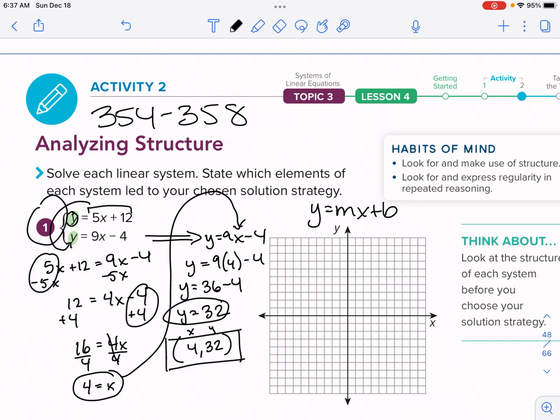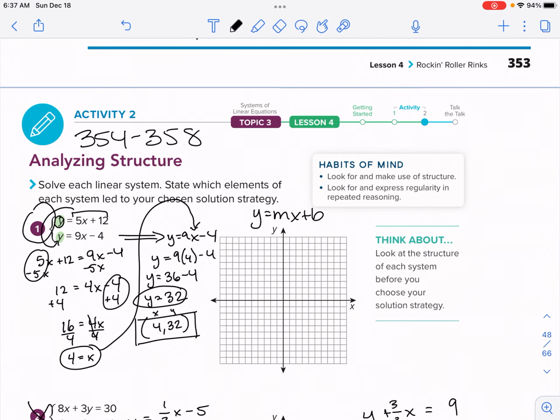If I were to graph that, it actually wouldn't be possible on this graph, because 4, 32 is 1, 2, 3, 4 to the right, and then 32 up. So there's no way I'm doing that. This makes it a little bit better, because I don't have to worry about the boundaries of a graph. Anyways, let's move on to the next one.